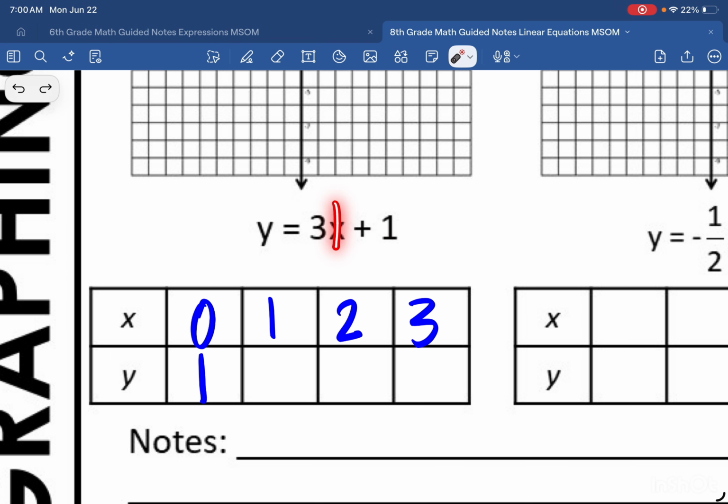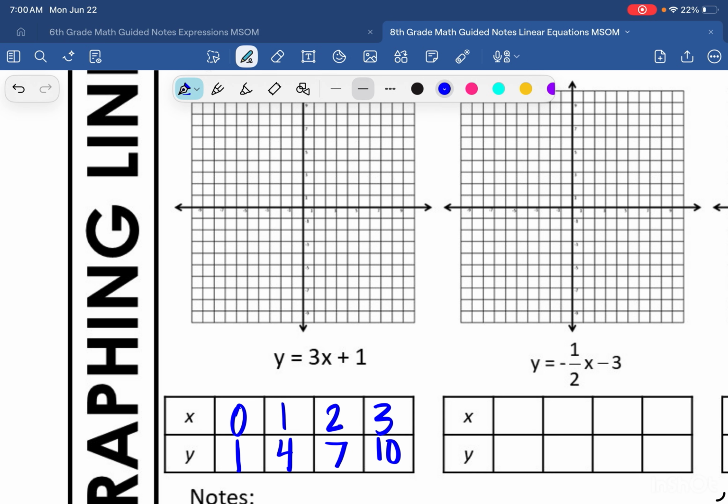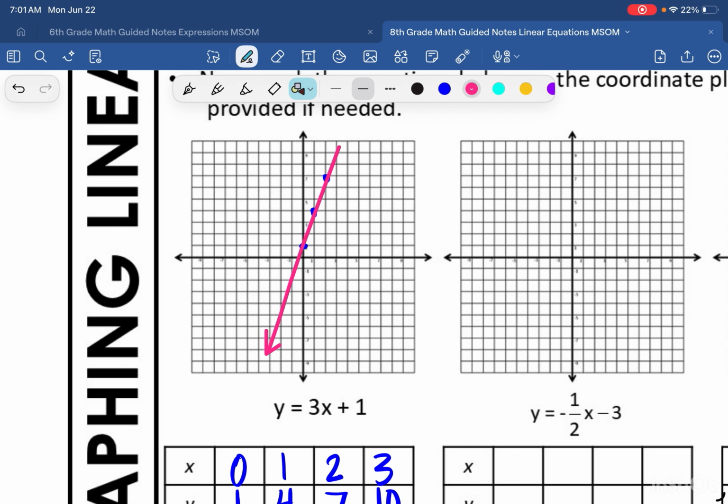If I substitute 1 for x, 3 times 1 is 3, plus 1 is 4. Substituting in 2, 3 times 2 is 6, plus 1 is 7. Substituting in 3, 3 times 3 is 9, plus 1 is 10. I have my points right here, and I'm just going to graph it. So I have the point 0, 1, the point 1, 4, the point 2, 7, and the point 3, 10. Now let's connect the points to make a line. There's my graph for the line y equals 3x plus 1.